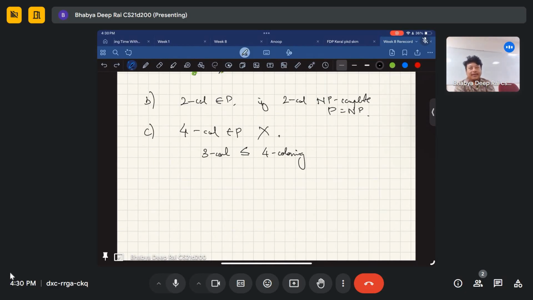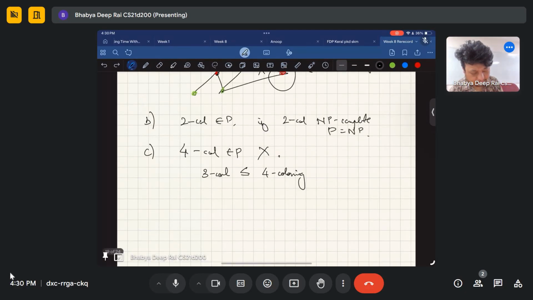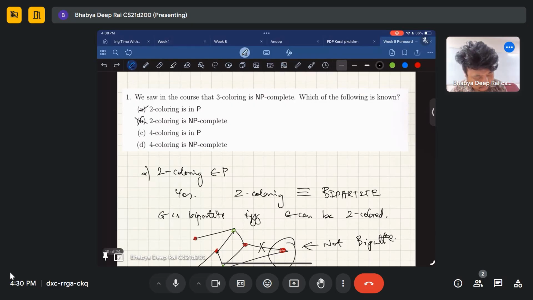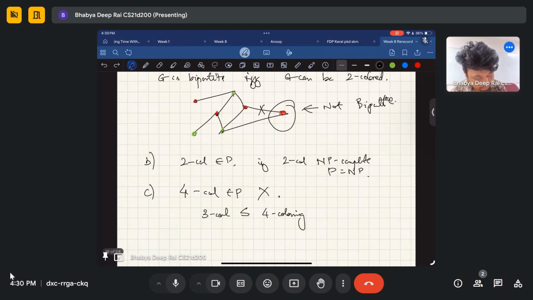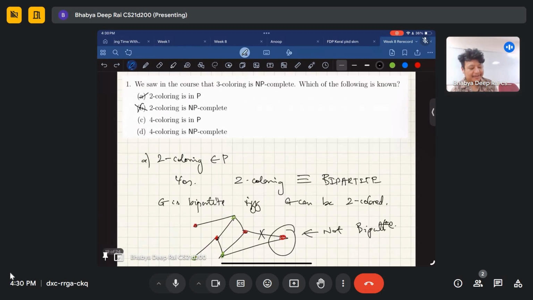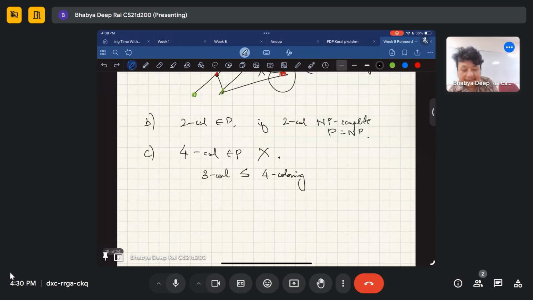Well, if you want to check whether a graph can be 4 colored or not, one moment. Okay, okay. Sorry. This is in P, surprisingly. Okay.